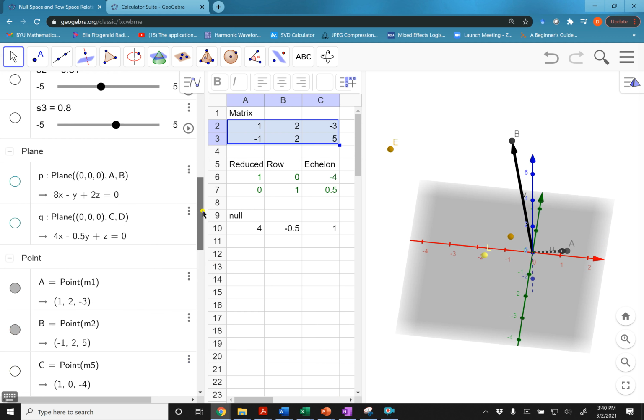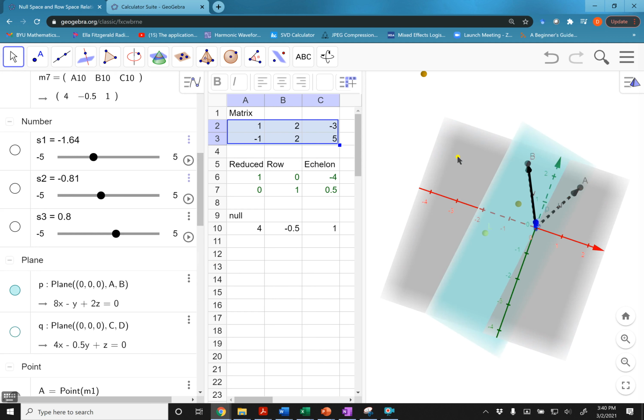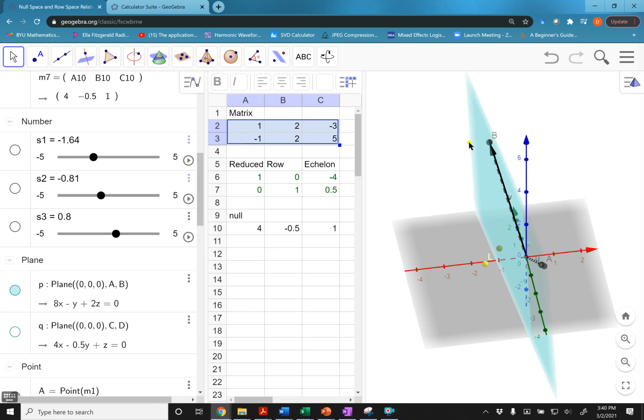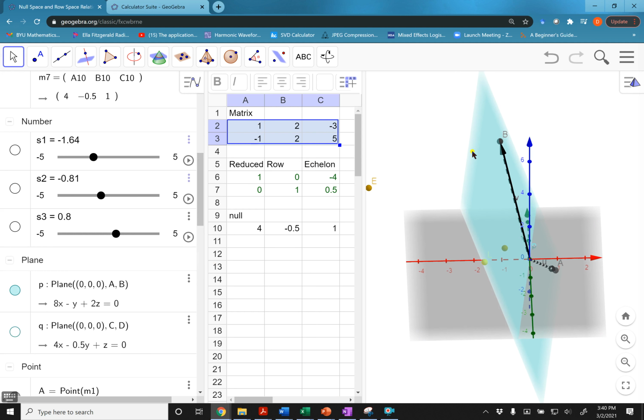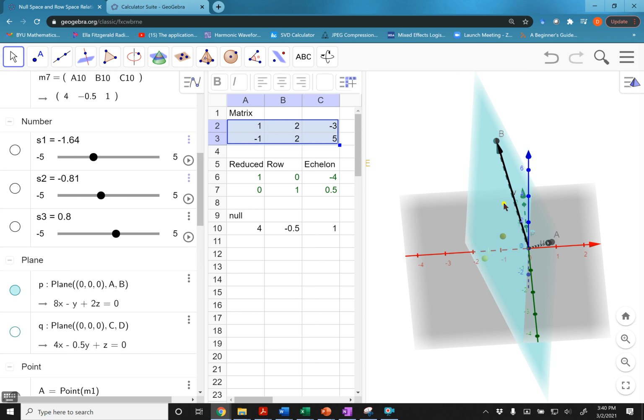Span. Looking for my plane here. Oh, there we go. Okay, so the span of that row space is that blue plane. So that is the row space. The span of those rows is that.